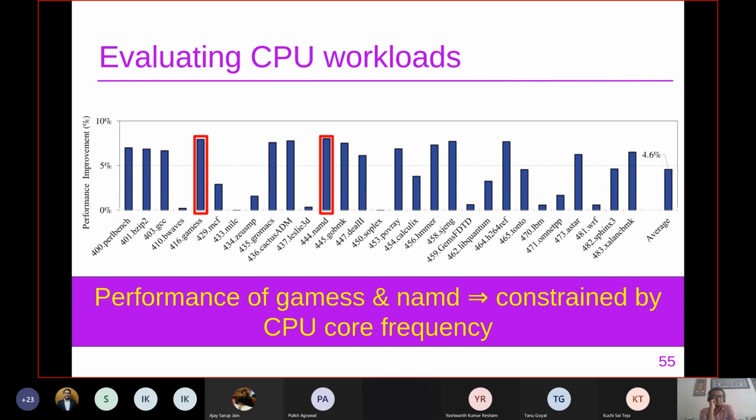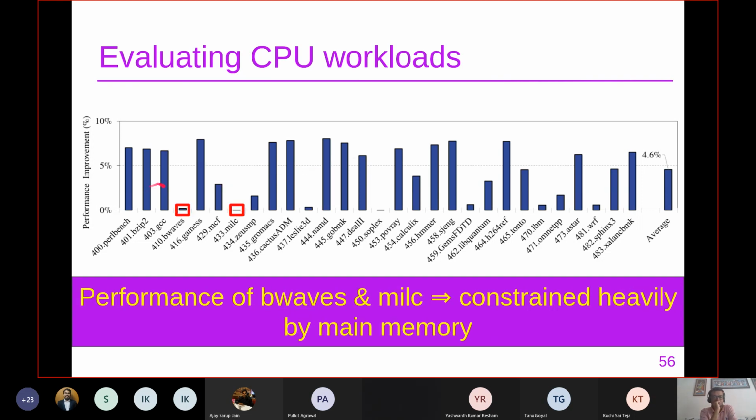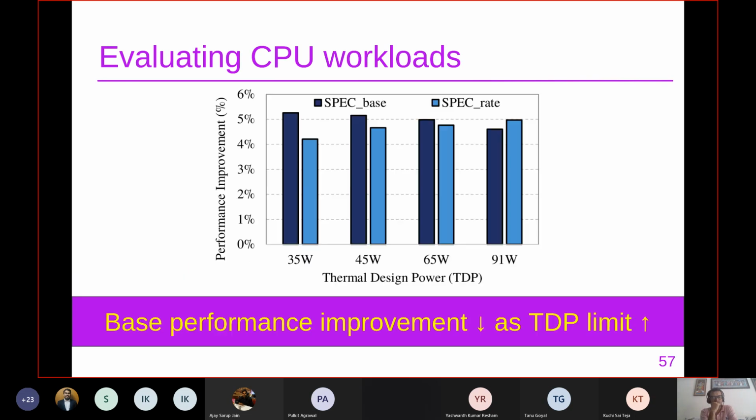So just to mention a few benchmarks, these two benchmarks as highlighted are heavily constrained by the CPU core frequency. Thus, you can observe the highest performance benefits for those systems as you have scope for increasing core frequency. Similarly, benchmarks BVS and MLC are heavily constrained by main memory accesses, so increasing frequency hardly has any benefit on performance. So you have both sides of the story.